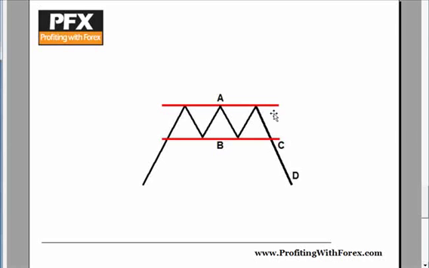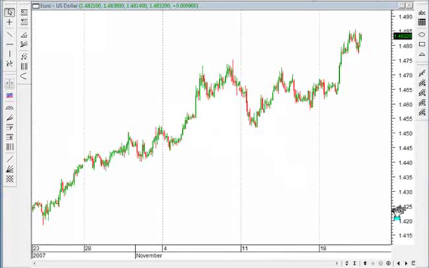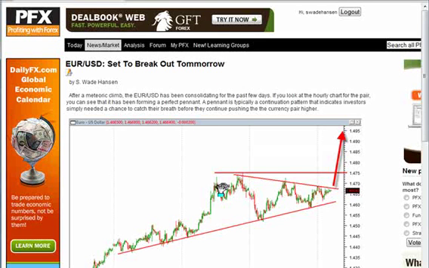So let's go ahead and take a look at some prices. Now, I want to first, this was 2 days ago on our website, I made a call on the Euro US dollar based on a price pattern that I was seeing.